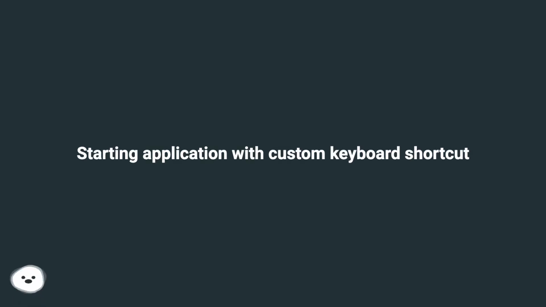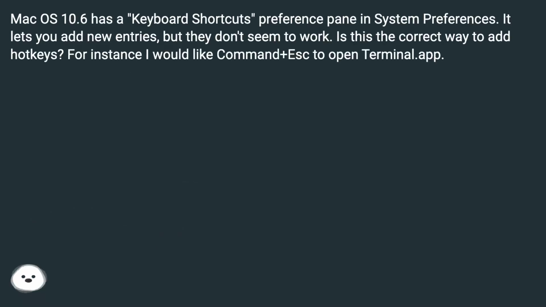Starting an application with a custom keyboard shortcut. Mac OS 10.6 has a keyboard shortcuts preference pane in System Preferences. It lets you add new entries, but they don't seem to work. Is this the correct way to add hotkeys? For instance, I would like Command plus Escape to open Terminal.app.